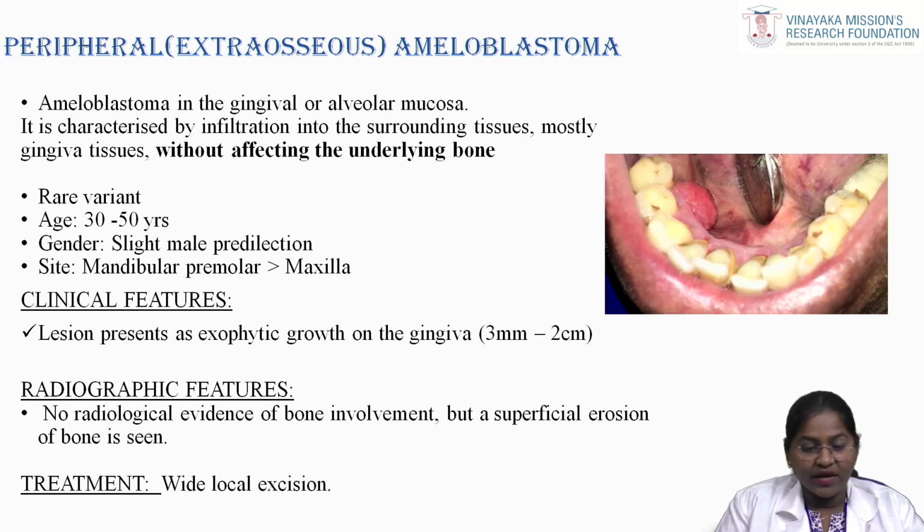It is a rare variant affecting the 3rd to 5th decade. There is a slight male predilection, and the mandibular premolar is more commonly affected than the maxilla. So clinical features: the lesion presents as an exophytic growth, that is, there will be an outward growth on the tissue. Coming to the radiologic features, there will be no radiologic evidence as it doesn't involve bone, and only a soft tissue lesion can be noted. So treatment is wide local excision of the lesion.